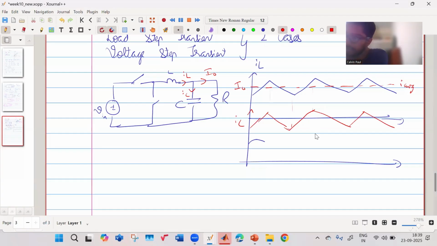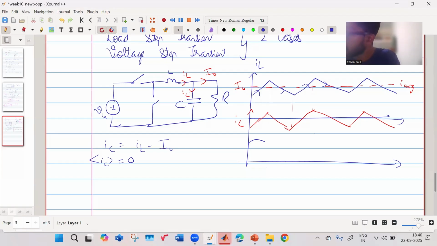So let me repeat it once more. Your inductor current is going like this, on, off, on, off. It is going around some average value. That average value is your I output, that is your load current. Now your capacitor current IC is equal to your IL minus your I0 average, or I0. That means the average value of your capacitor current will be equal to 0. So that's why your capacitor current average value is 0.